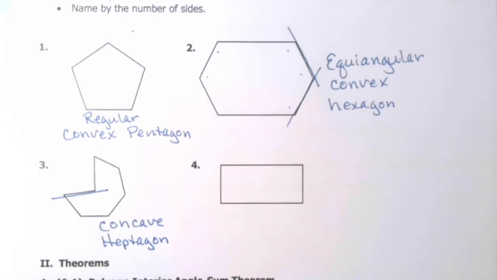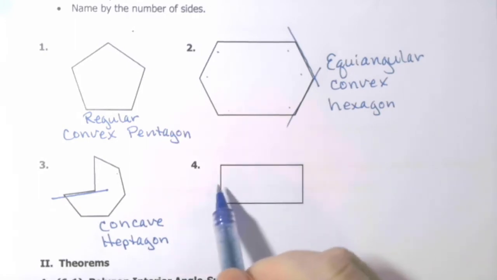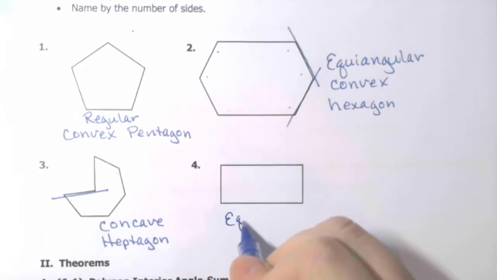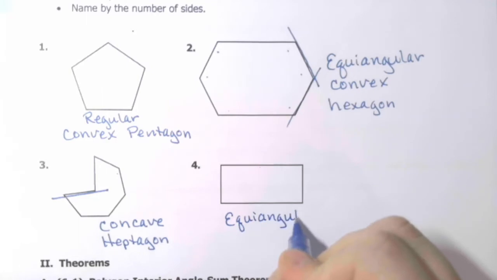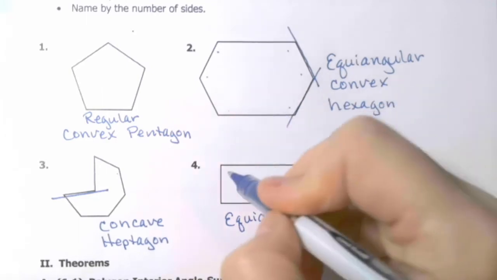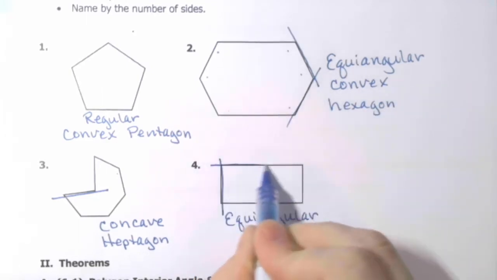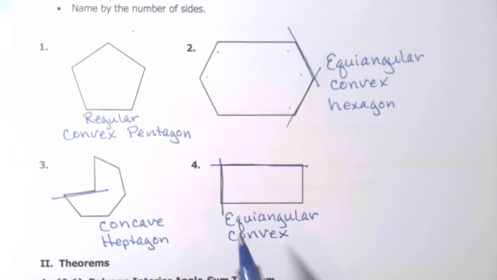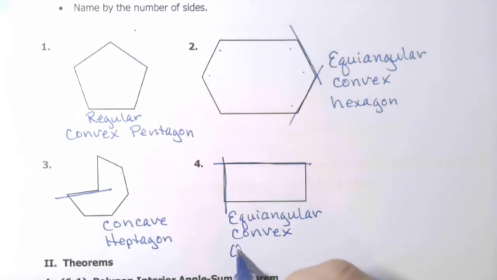So a concave heptagon. And the last one, number 4, obviously it has long sides and short sides, so it is not equilateral, but all 4 angles are 90. So we can say this is equiangular. Any side that I extend will not punch into the figure, so it is convex. And it has 4 sides, so it is a quadrilateral. An equiangular convex quadrilateral. All right, there's our descriptions.